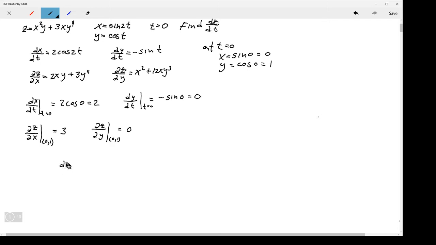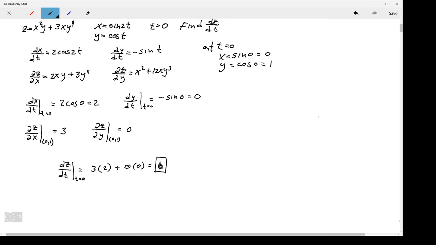All right, so dz/dt at t equals 0 is going to be the partial of z with respect to x, which is 3, times dx/dt, which is 2, plus the partial of z with respect to y, times dy/dt, which is also 0. All right, that makes that easy. So that whole thing is going to be 6.